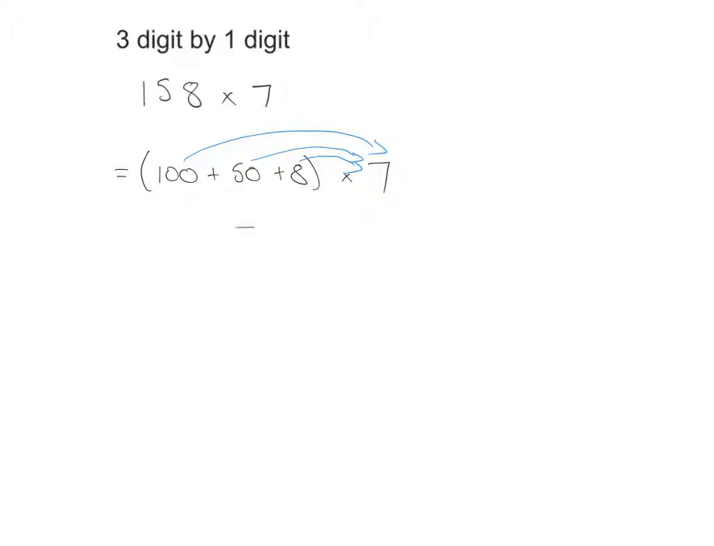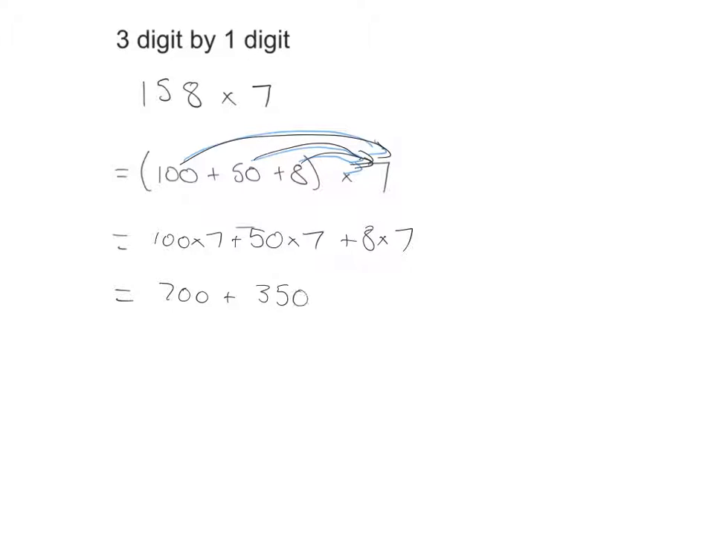Don't forget, I'm going to work with equal signs to the side. So let's actually work this out. First one here, we need to multiply 100 times 7. Second thing, we're going to multiply the 50 times 7. Third thing, 8 times 7. So let's actually now do it. 100 times 7, 700. 50 times 7, well 5 times 7 is 35. Don't forget that 0 that I annexed. 8 times 7 is 56.